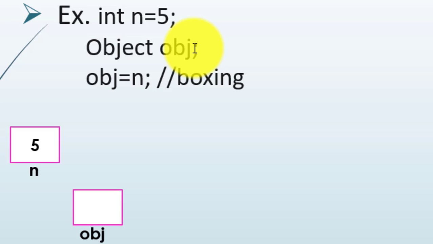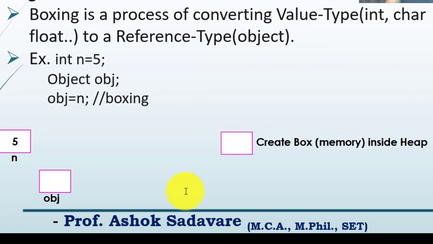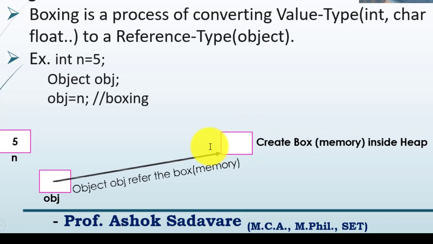You can say box of the memory. So this is initially null. If I assign the n variable to the object of type object, then it will create the box inside the heap section of the memory. The box is created inside the heap section of the memory, and then that memory is referred to by this object.